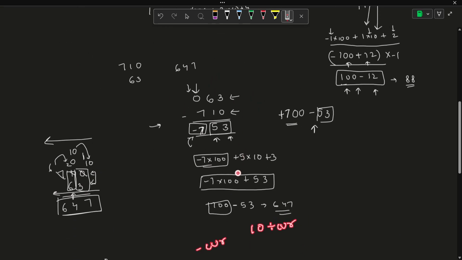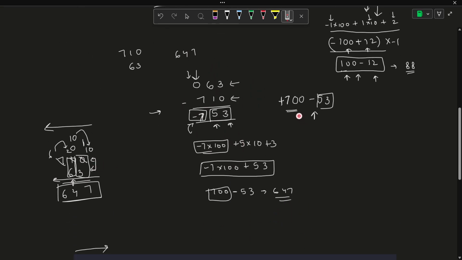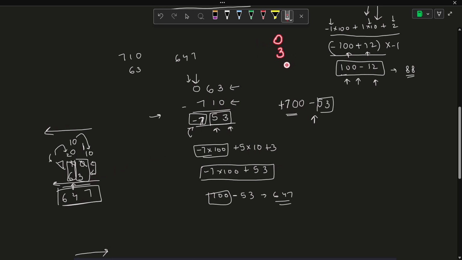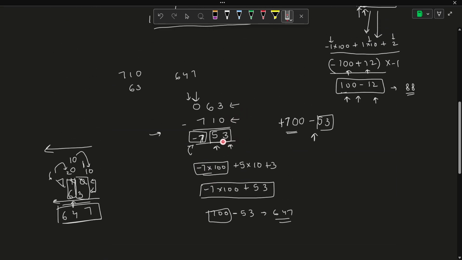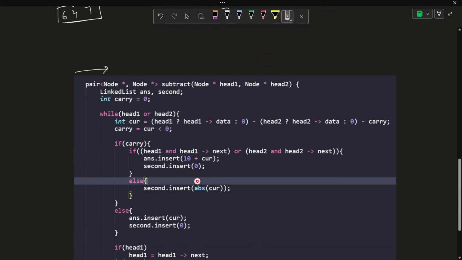So let me give you an example. Let's say it was 0 and 3, like this. So 0 minus 3 is minus 3. When I borrow 10 from here, it is going to be 10 minus 3, so this is 7 eventually. So this is what I'm trying to do here in answer. And for second, I just insert a simple 0. So why is this 0? Because I want 7 0 0, and these are the zeros that are getting inserted right now.